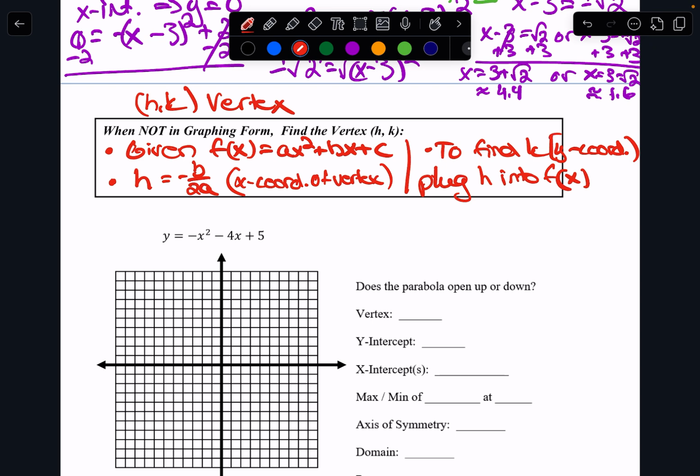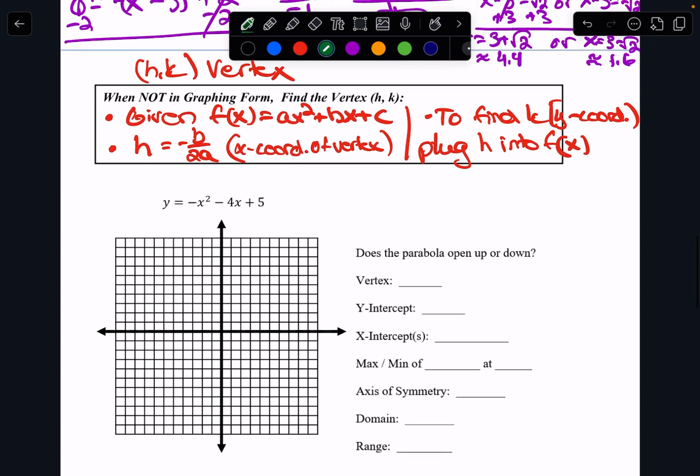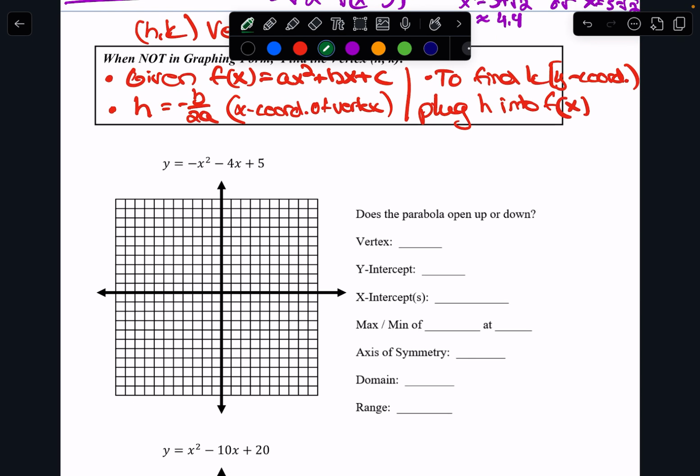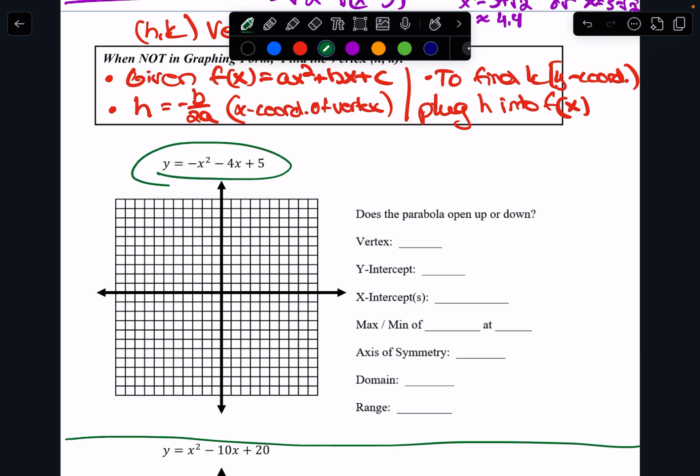Okay, so let's go ahead and look at this next one here. y equals negative x squared minus 4x plus 5. So remember that this is the form y equals ax squared plus bx plus c. So what we want to do is look at our a here, which is negative 1. There is a 1 between the negative and the x, but we just don't write it. Our b is negative 4, and our c is 5.